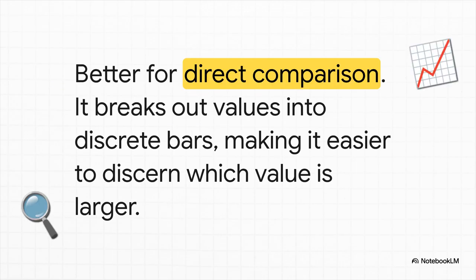But what if your goal isn't really about ratios? What if you want to make a fast, direct comparison between the categories? Well, in that case, breaking the values out into separate side-by-side bars, a clustered chart, is way more effective. Our brains are just so much better at comparing the endpoints of separate bars than trying to judge the length of little segments stuck inside a bigger bar.